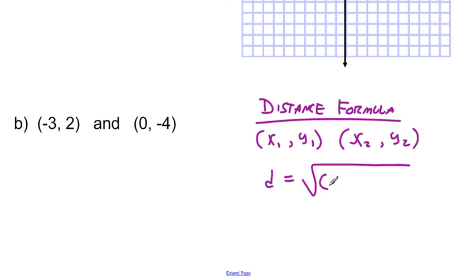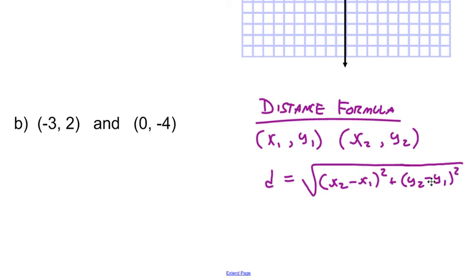of, in parentheses, x2 minus x1, you square that whole thing. Plus, then take the y coordinates, y2 minus y1. You square that whole thing. And this radical needs to go all the way across there because the whole thing's underneath the radical. Okay, so this is going to be our distance formula.